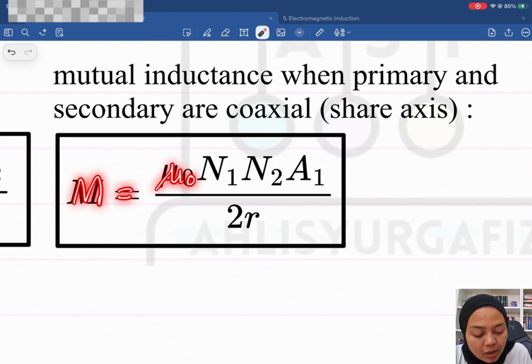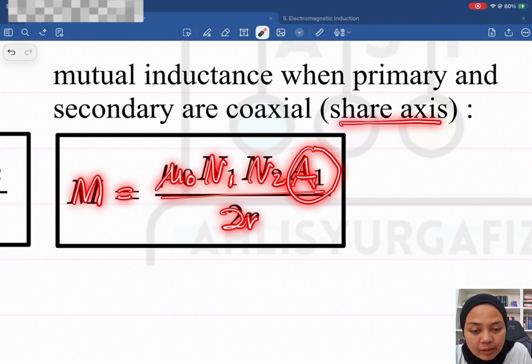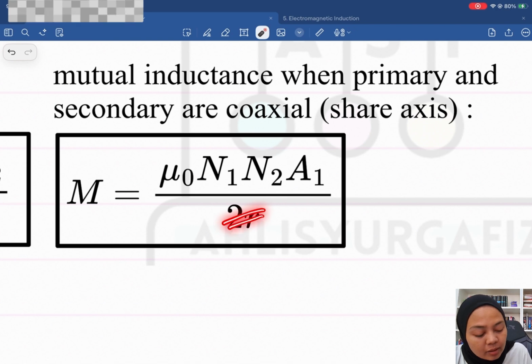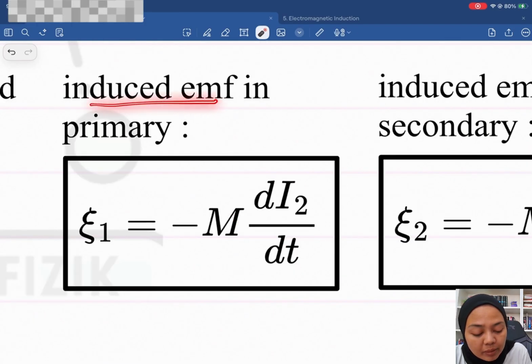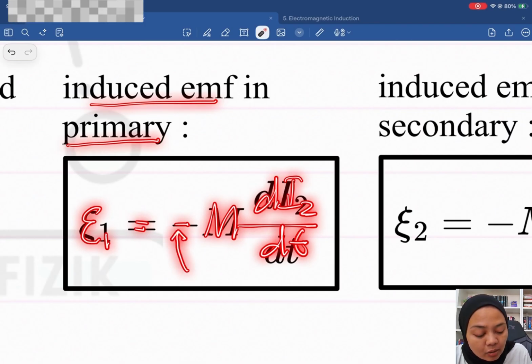So the equation is M equals mu naught N1 N2 A over 2R. Now normally the area is the same size because they are sharing the axis. 2R can also be used as D, where D is the diameter of the coil. Induced EMF can also happen in the primary coil. Hence, EMF1 equals negative M times the change in the current in the secondary coil. Notice that we still have the negative sign here to indicate that this follows Lenz's law.